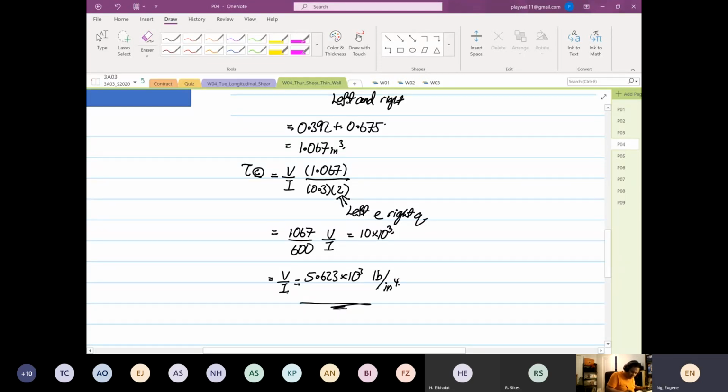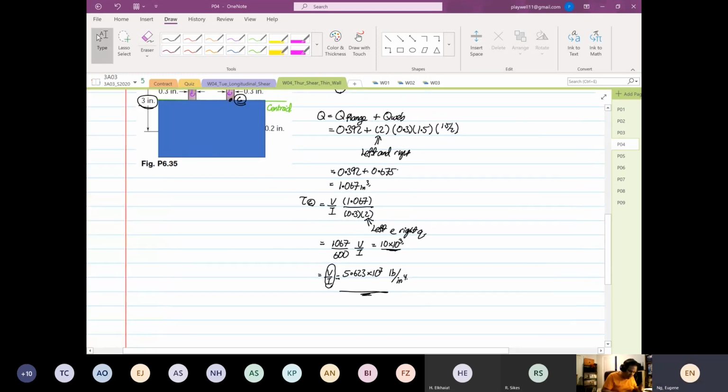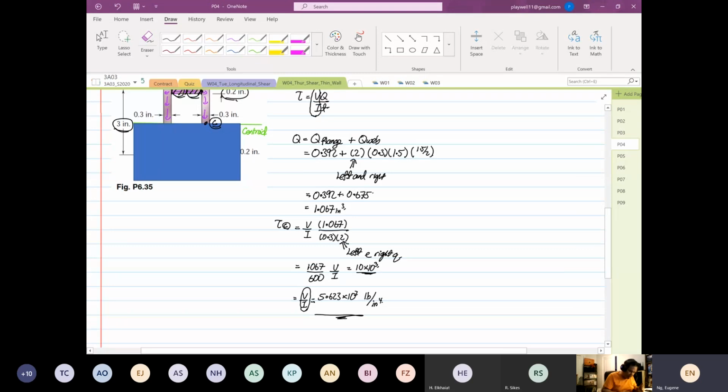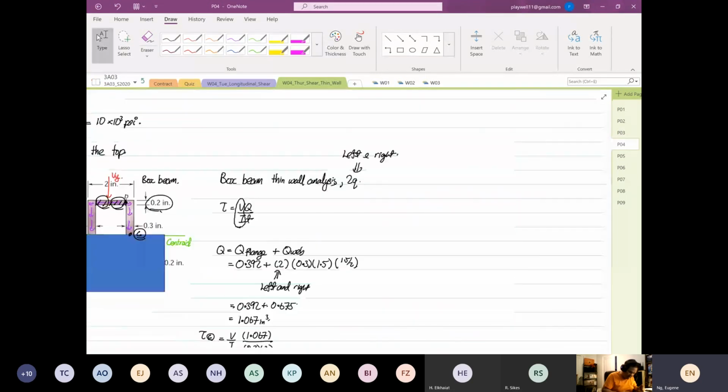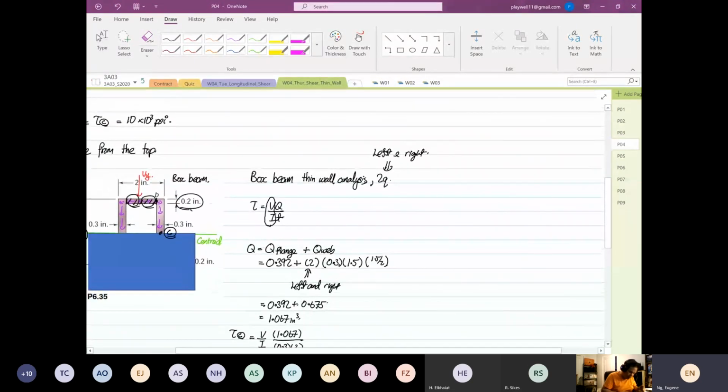Why did I calculate V over I over here? Because this is the only shear stress that I know. And remember what I told you, V over I is constant regardless of the position. Rule number 1. Okay, now the next thing I'm going to do, we're going to do the analysis.